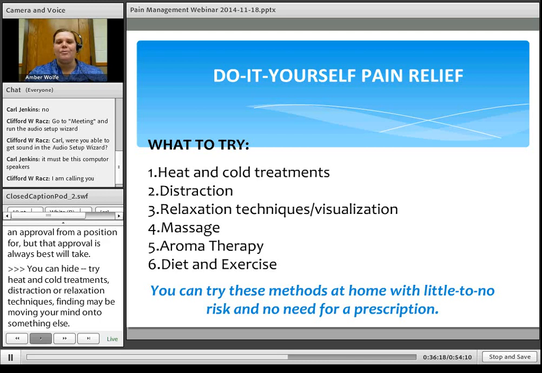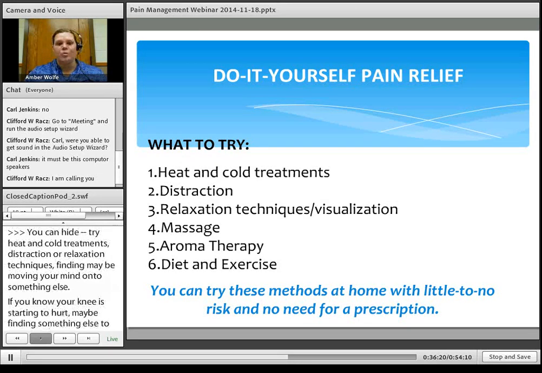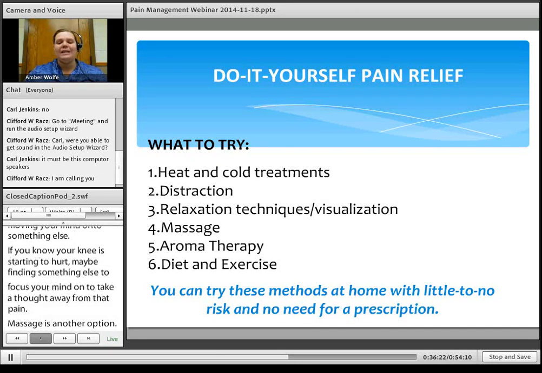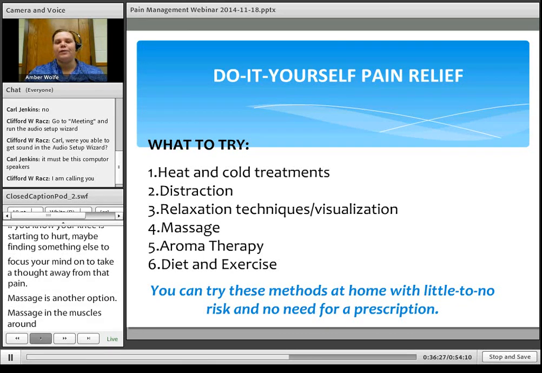Massage is another option. Massaging the muscles around those joints tends to help relieve pain. And even things like aromatherapy and diet and exercise. But again, those things are going to be different for every person, and you just need to try them and see what might work for you and what might not.